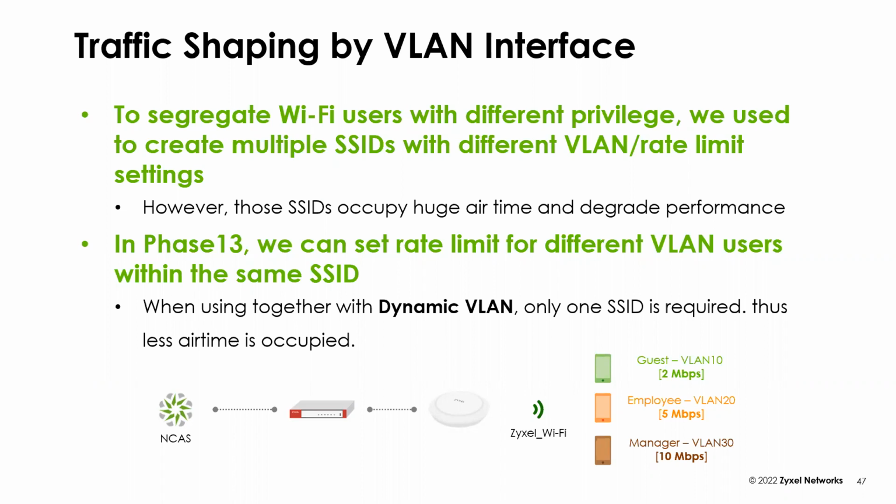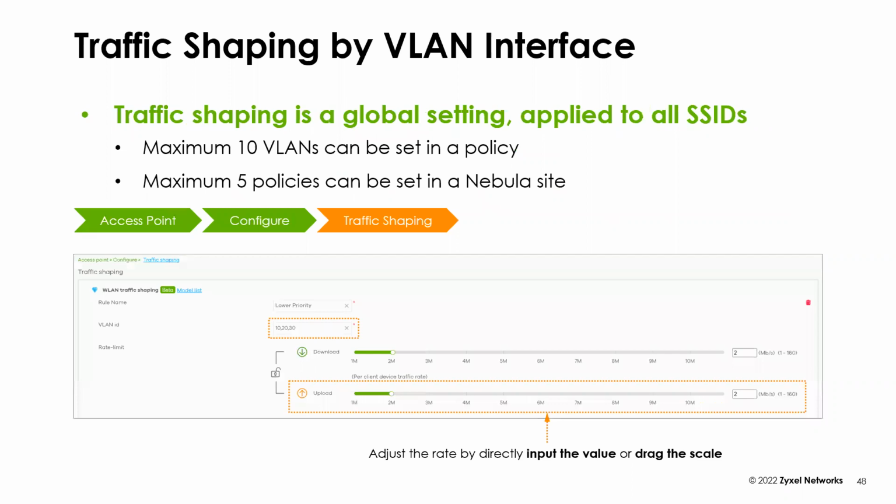So now we can use the dynamic VLAN functionality that's part of Nebula. So you can have one SSID freeing up the airtime, but with dynamic VLANs we can do individual rate limits based on the VLAN tag assigned, rather than previously where we would do the bandwidth limitations on a per SSID basis. So it's just showing you here, you can go in and set it up. You can have a maximum of 10 VLANs assigned to a policy, and you can have up to 5 different policies in Nebula.